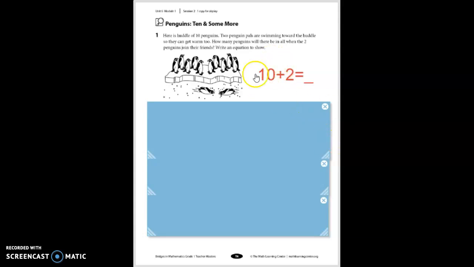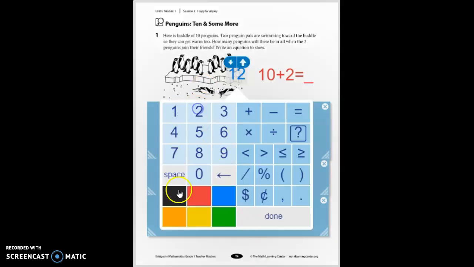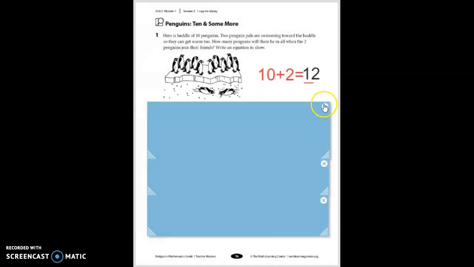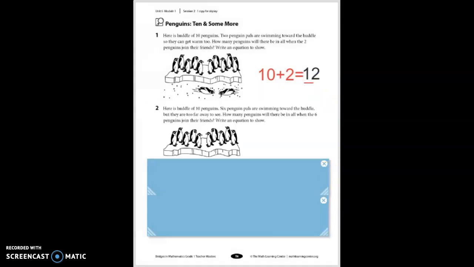So I have 10 penguins on the ledge. I have 2 penguins that are swimming below, and they want to join the huddle to keep warm. How many penguins will be there in all when the 2 penguins join their friends on the ice? Write an equation. So 10, 11, 12. There will be 12 penguins in total. Just like that. All right, let's do another one.